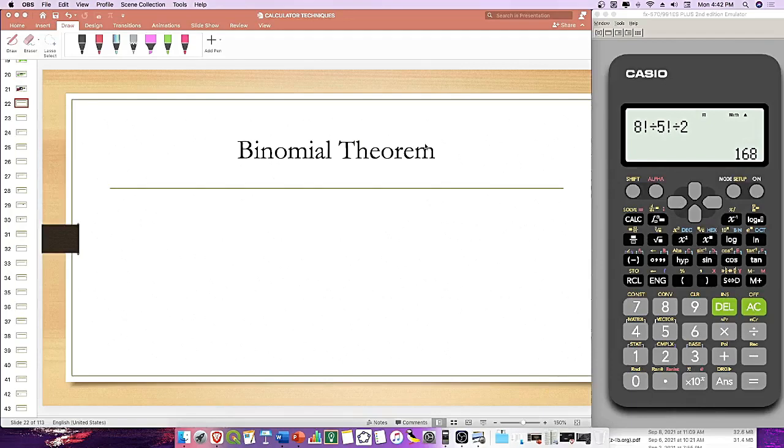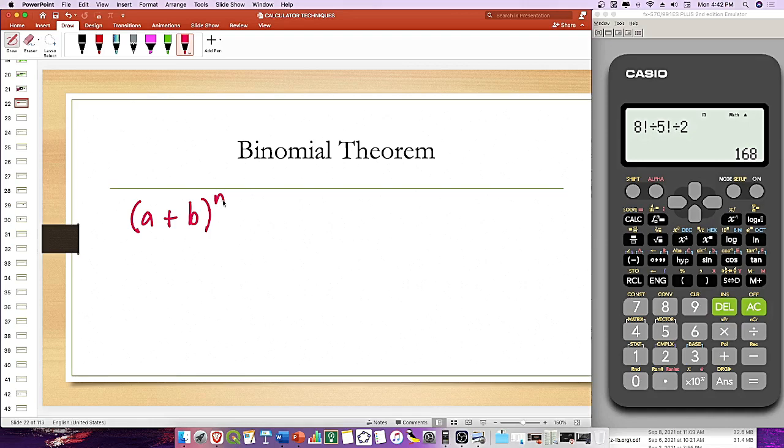Today we will learn the principles of the binomial theorem. A binomial theorem is simply a binomial, let's say this will be my binomial, a plus b, raised to the power of n. So a plus b raised to the power of n is a binomial raised to a certain power.